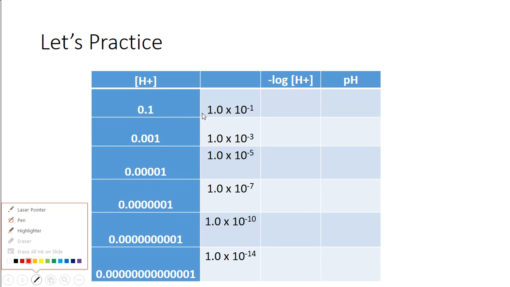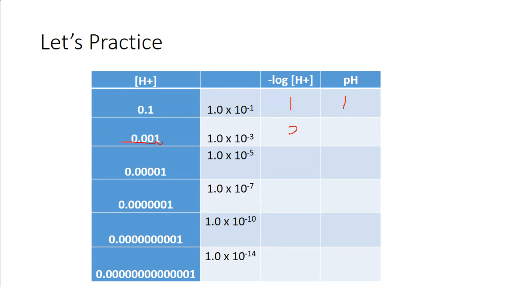So 10 to the minus 1, that's 0.1. The log of 10 to the minus 1 is minus 1. The negative log of that is going to be 1, and that means the pH is 1. This next one, 10 to the minus 3. That's 3 places that the decimal jumped: 1, 2, 3. The log of that is minus 3. The negative log of that would therefore be positive 3, and that means the pH is 3.